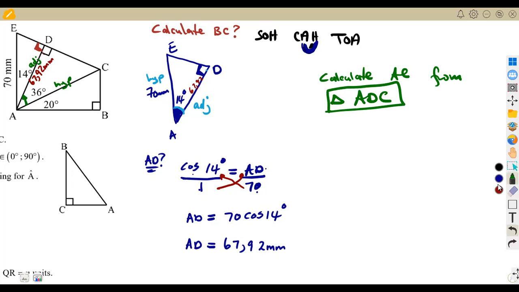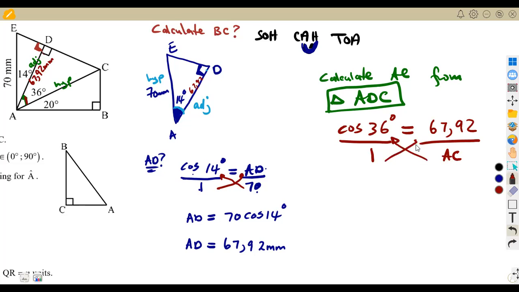So from triangle ADC, what we are given and what we want to find is adjacent and hypotenuse, which is from the ratio of cos. So it's going to be the cos of theta, which is the angle that we have here, 36. So the cos of the angle 36 is equal to the adjacent, which is 67,92, over the hypotenuse, which is the side that we are supposed to calculate, AC. So we can calculate AC, cross multiply.